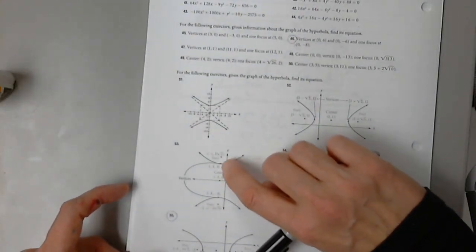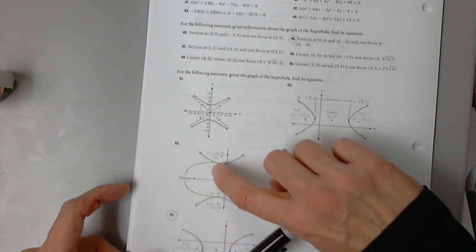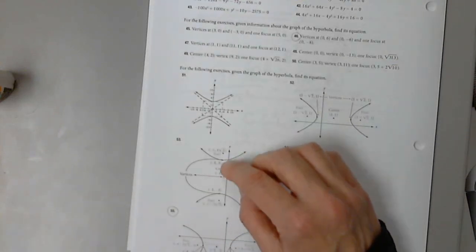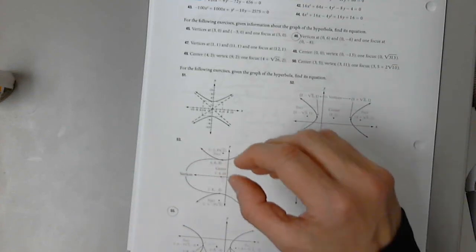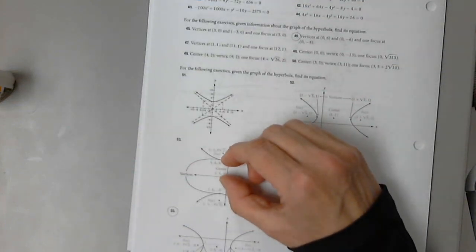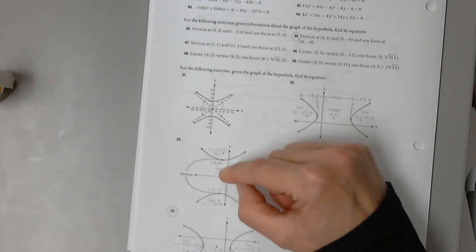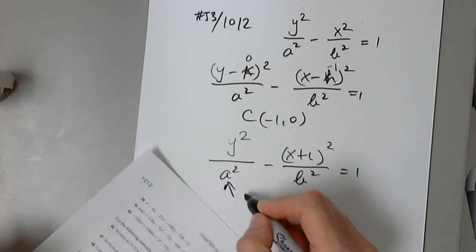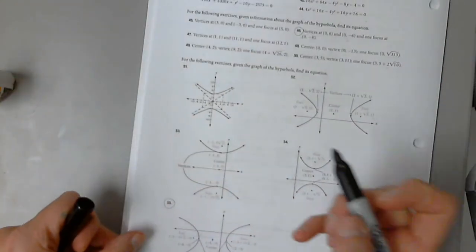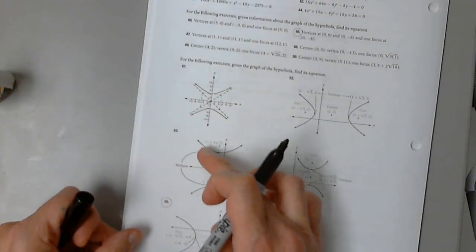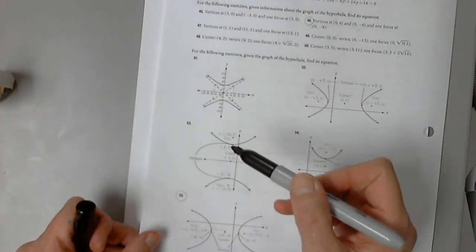We are told that the vertices are -1, 3. So if the vertex is -1, 3, I know exactly what a is. Or the number under y, in other words. What is it? 3. 3, very good. We don't know what b is yet.